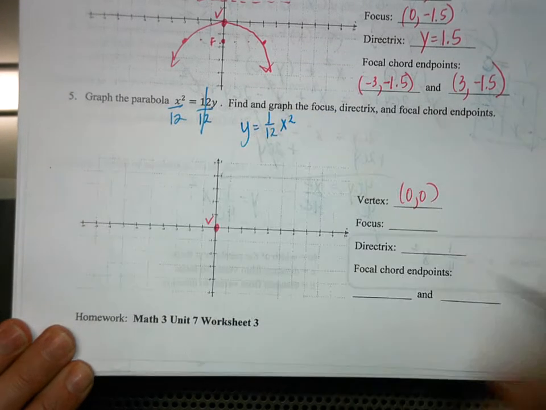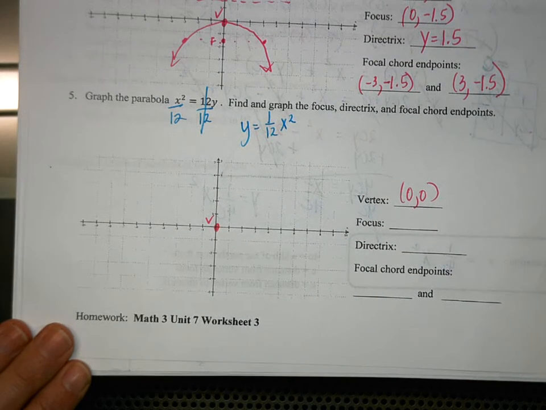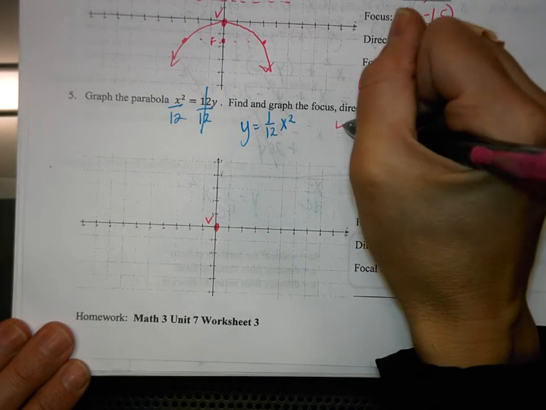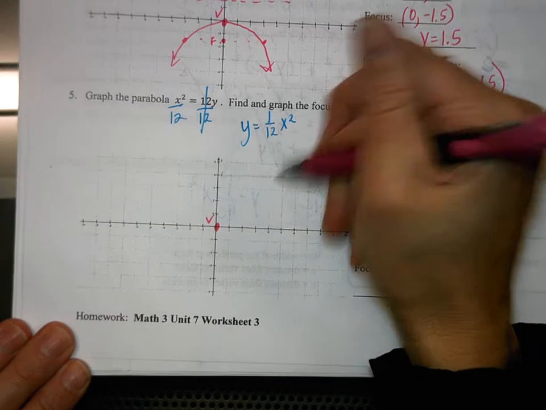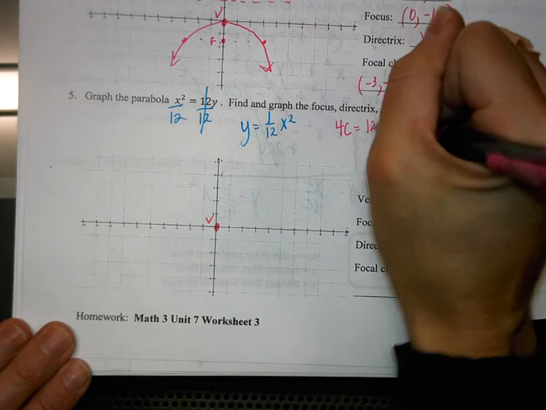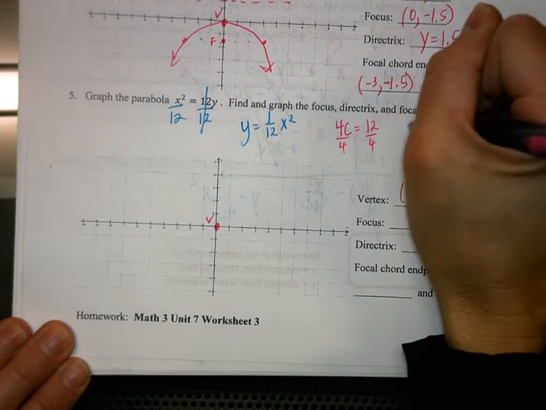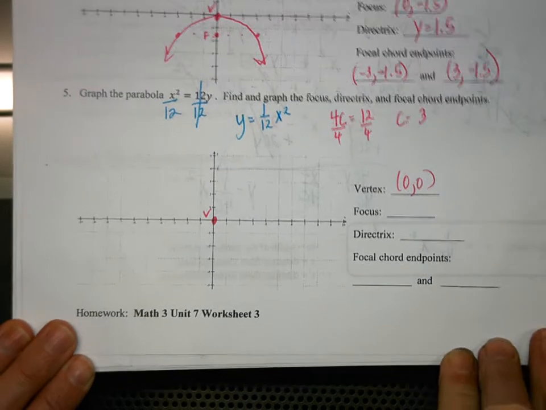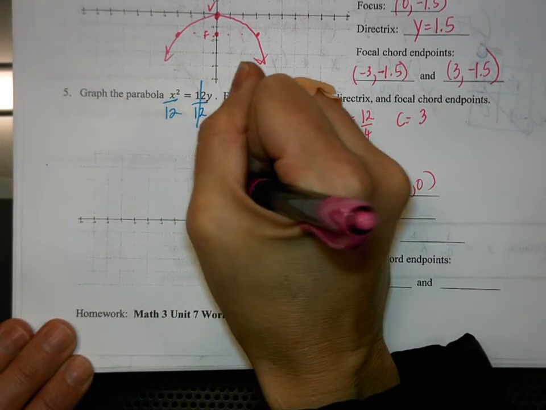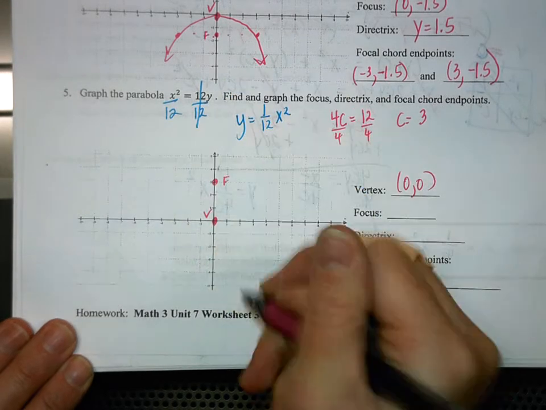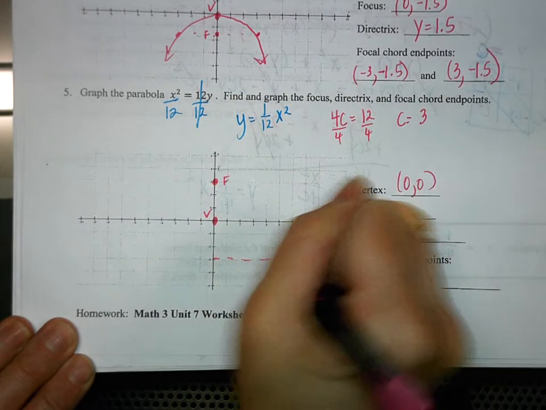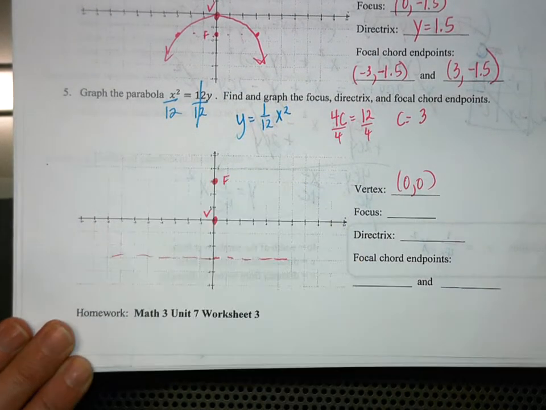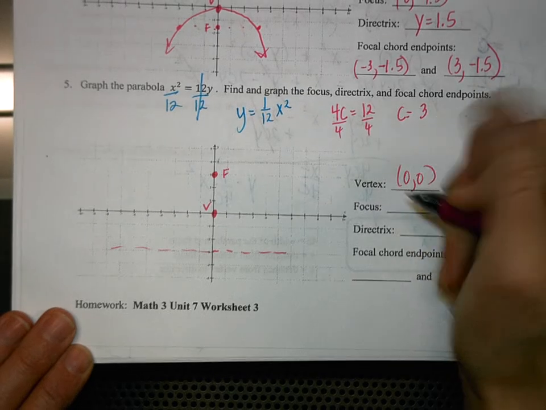In order to find how far I go for my focus and directrix, we always use the formula. 4c equals the reciprocal of 1/12, which is 12. We get c equals 3. So I'm going up 3 for my focus, down 3 for my directrix. The ordered pair for my focus is at 0, 3.